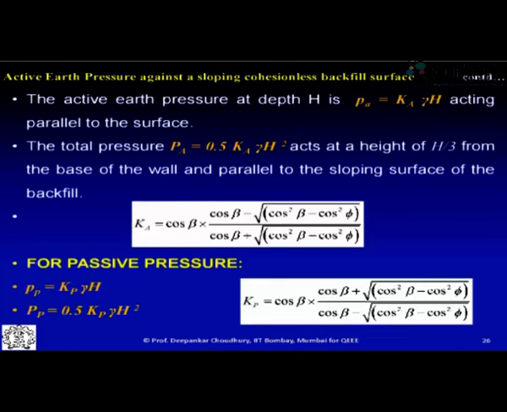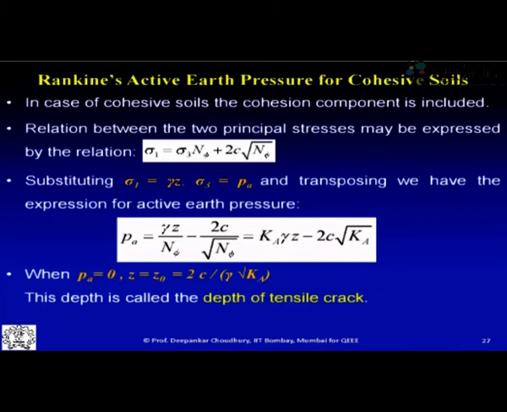So with this, today we will, and also this portion I have already covered, so I can just show you the slides again. That means for a c-phi soil, that is when cohesion is also present, we have seen from the classical relation of two principal stress conditions how the expression for active earth pressure is defined, and that will give us the concept of depth of tensile crack. What is a tensile crack? Let us give a brief today, and tomorrow we will discuss it further.